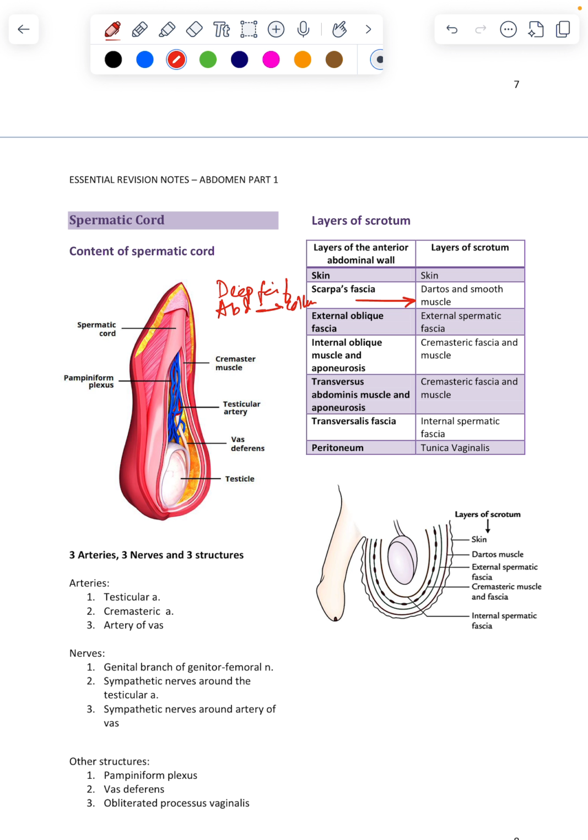External oblique forms external spermatic fascia, internal oblique is cremasteric. This is a question. Cremasteric fascia, the cremaster muscle, is formed by internal oblique. Transversus is also forming it. And the external spermatic fascia is formed by external oblique, the internal is not by internal oblique. Internal oblique forms the cremasteric fascia. So internal spermatic fascia is by transversalis. So this: skin, then dartos. This is the question: dartos is formed by Scarpa's fascia.